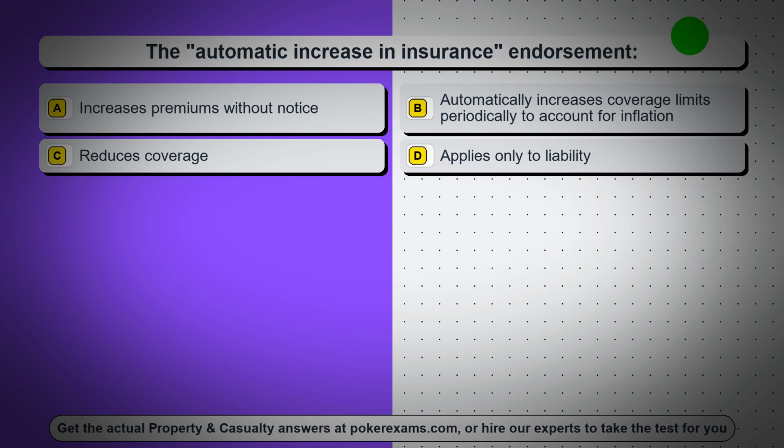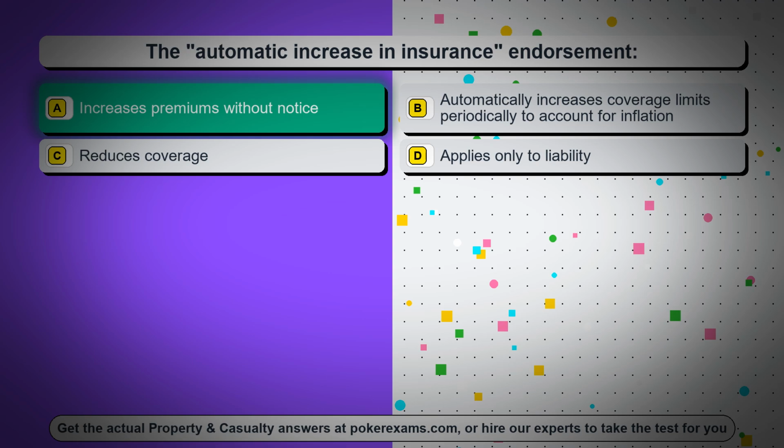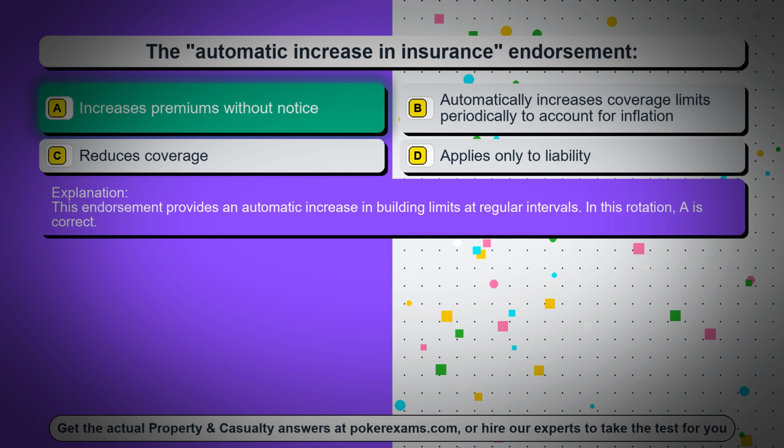Question 63. The automatic increase in insurance endorsement. Option A, increases premiums without notice. Option B, automatically increases coverage limits periodically to account for inflation. Option C, reduces coverage. Option D, applies only to liability. The correct answer is option A, increases premiums without notice. This endorsement provides an automatic increase in building limits at regular intervals. In this rotation, A is correct.